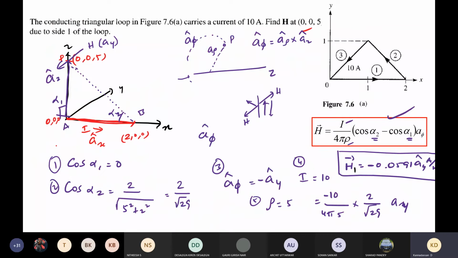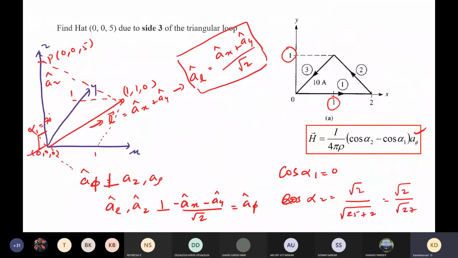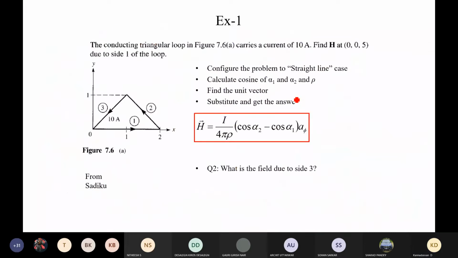One particular student asked a doubt about this problem. Let me summarize here. We have a current loop here, and on this particular side we have to calculate the magnetic field. So how to do that? If there is a current traveling in a particular line from point A to B, and at a particular point we have to calculate the field, we make the angles alpha 1 and alpha 2, and then what about the current?